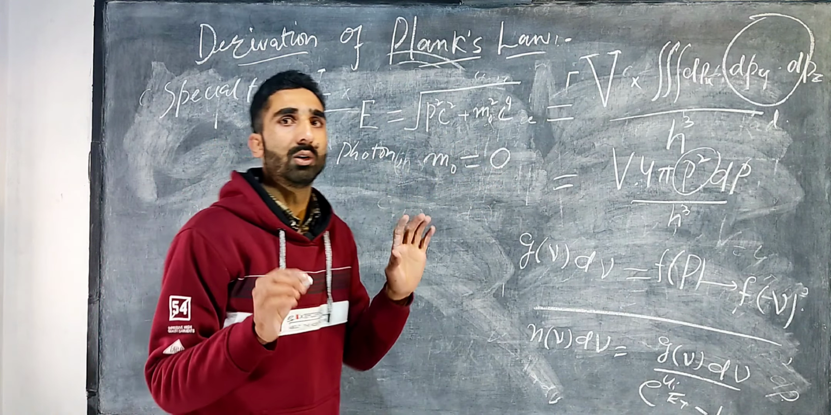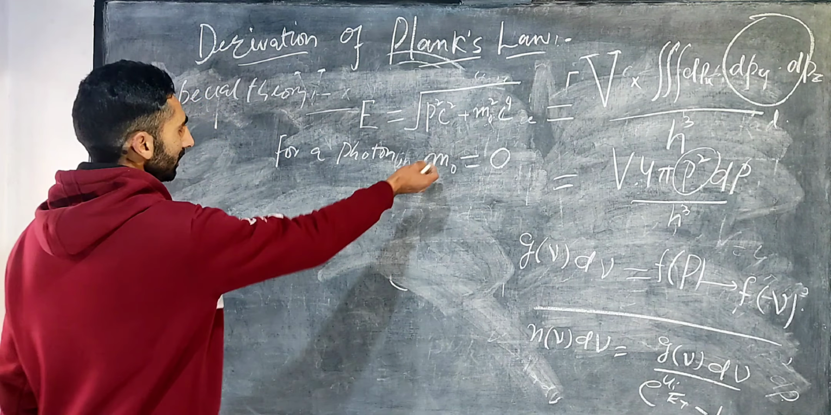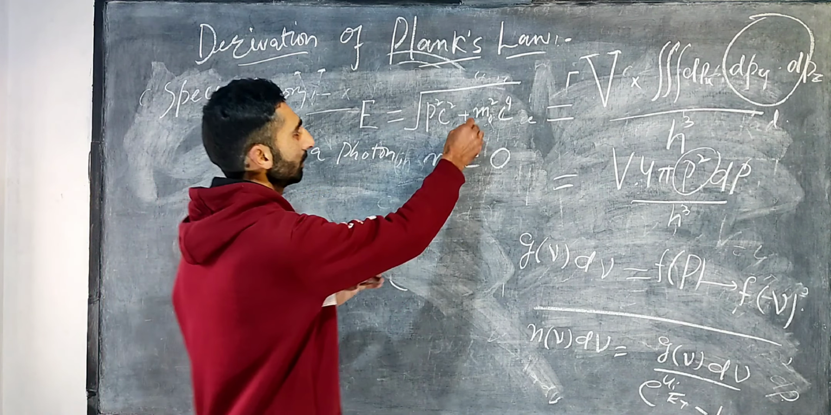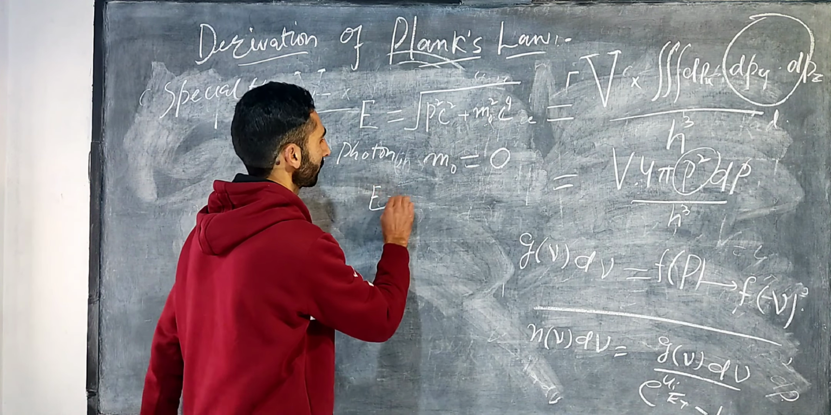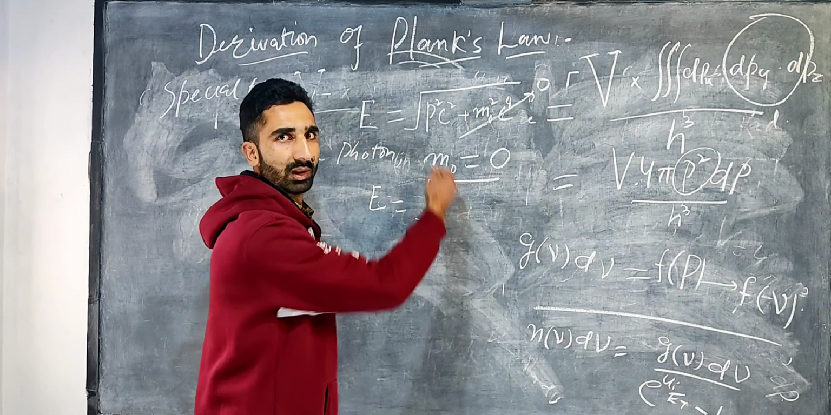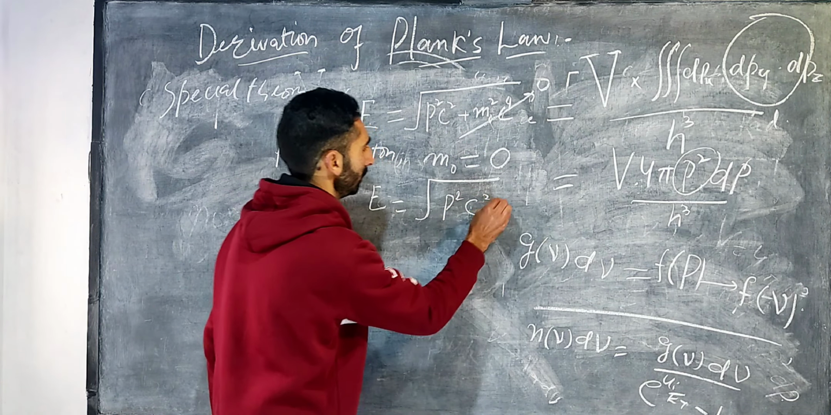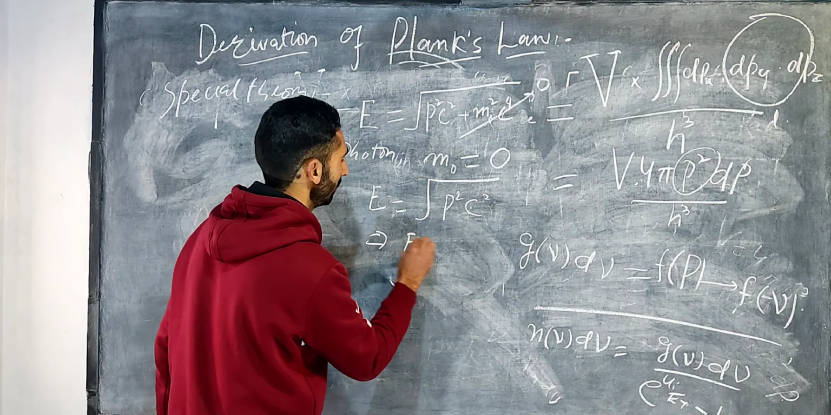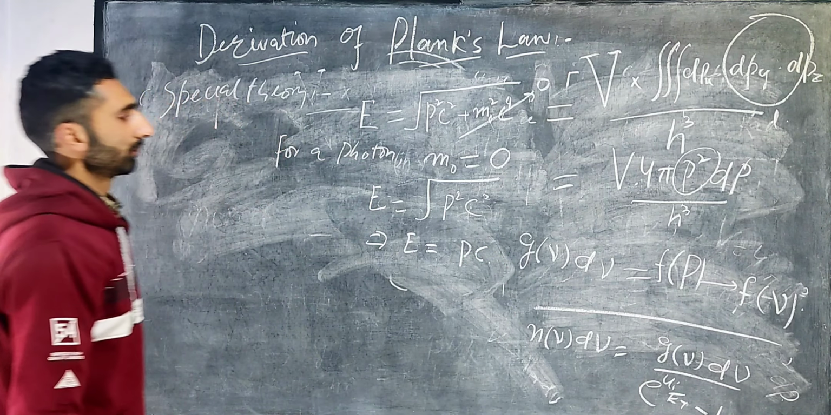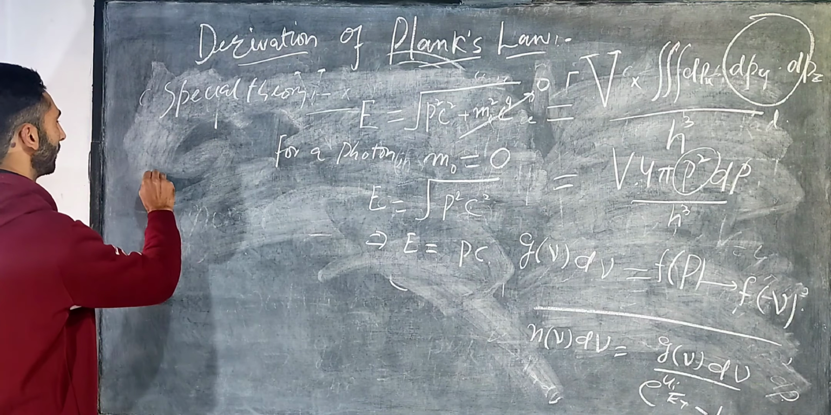That means a photon cannot exist in the rest state. Fine. So the rest mass of the photon is 0. So that means we will get E equal to the square root of, this very term vanishes, so we get the square root of p squared c squared, which in turn means that E equals pc.